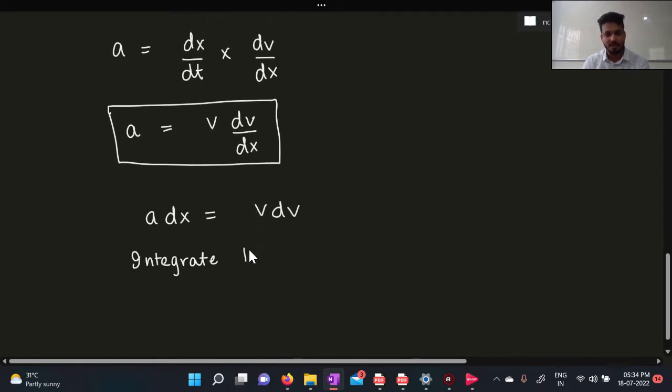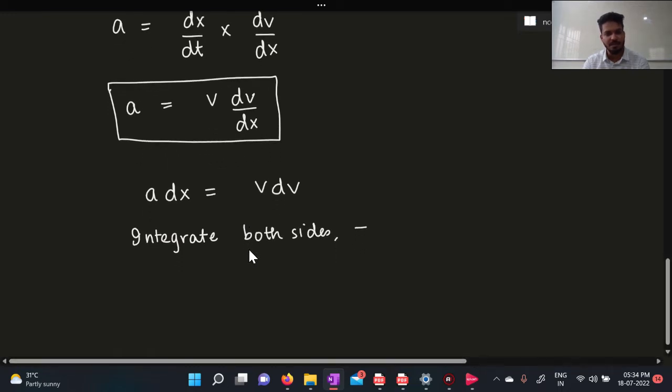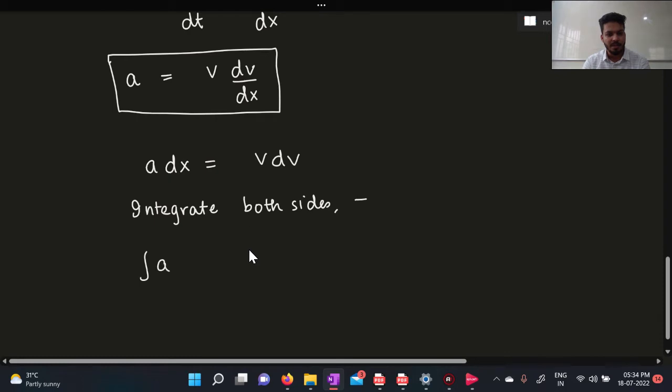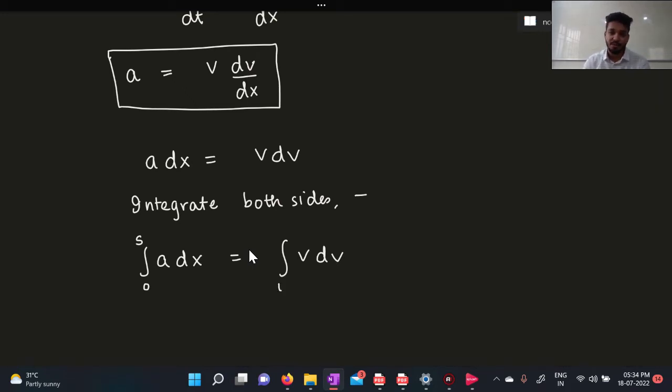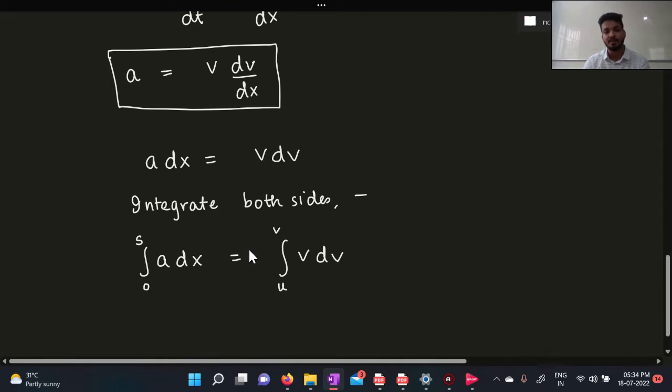I will integrate both sides. If I integrate both sides here, I'll end up with a dx on the left hand side, and on the right hand side I'll have v dv. I'll put the limits again. For displacement I'm going to put from 0 to some value s as the limits, and for velocity obviously I'm going to put u as the initial velocity and v as the final velocity.